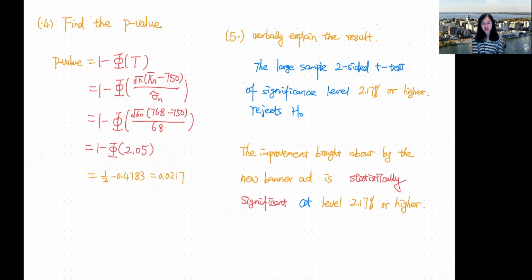So now the last step is to verbally explain your result. This is very important. How do you explain your result verbally? This cannot be skipped. You can do two things. One is literal interpretation. Literally, this means the p-value is 2.17%, which is kind of small, which means the large sample two-sided t-test of significance level 2.17% or higher will reject the null hypothesis. Or if you are doing a large sample two-sided t-test of 5%, you reject the null hypothesis.